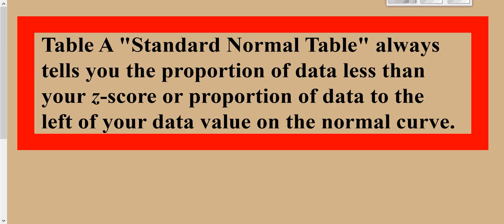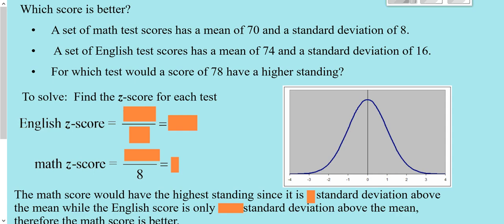So once again, your standard normal table always tells you the proportion of data that's less than whatever z-score you ended up getting, or that shows up to the left on your curve. So consider this. We have a math test with a mean of 70 and a standard deviation of 8. We have an English test with a mean of 74 and a standard deviation of 16. Suppose somebody got a 78 on each one. Which test did they really do better? Yes, the means are different, but the standard deviations are also different.